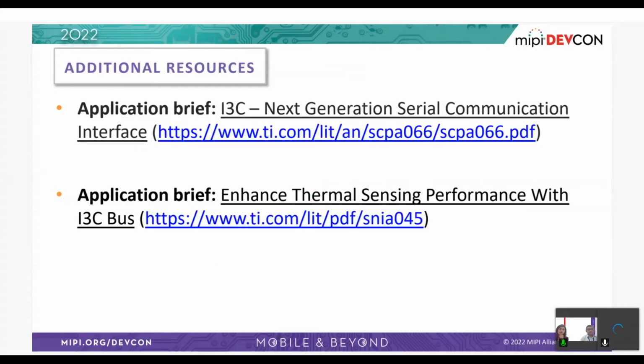All right, this is just highlighting some application briefs. The first one, the next generation serial communication, basically highlights general applications and a general introduction about I3C, the different end equipments we covered, and briefly highlights the key features that enable simpler designs in these applications. And then the second application brief specifically talks about thermal sensing performed with the I3C bus.